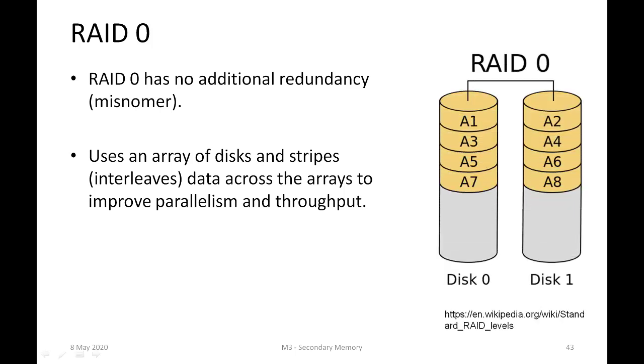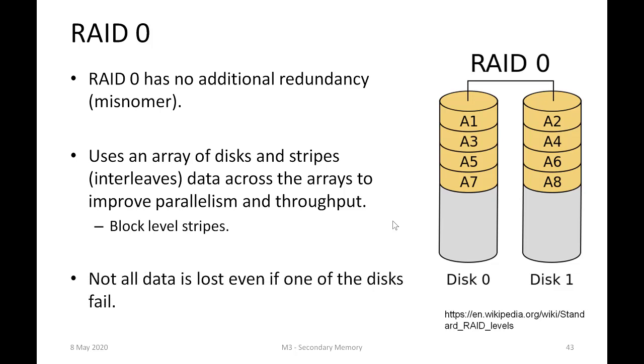For example, if we have disk 0 and disk 1 and the addresses are A1 to A8, in RAID 0 we would place A1 in disk 0, A2 in the second disk, A3, A4, A5, A6, A7 and A8 in such an interleaved manner. Each of these addresses can be imagined to be at block level. Now in case one of these disks fails, we are not going to lose all the data but only half of the data. That was the main selling factor for RAID 0.